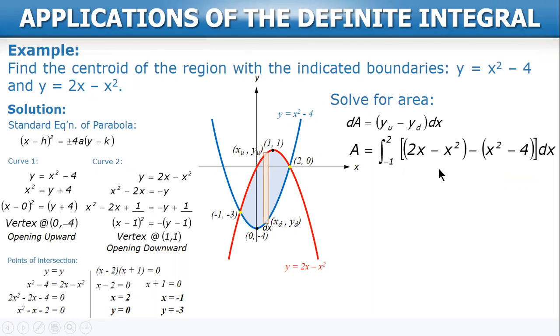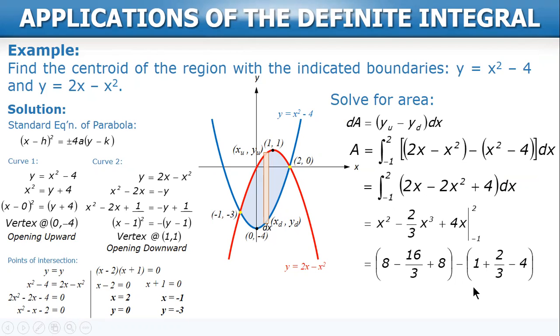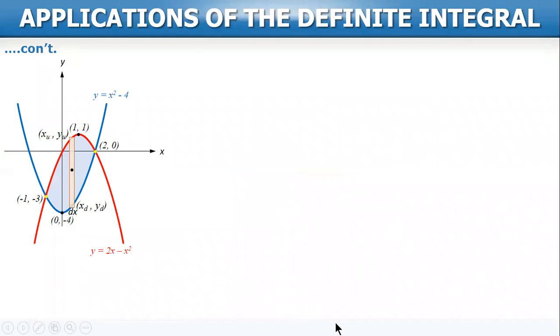And then combine like terms, negative x squared, this one. And then use power rule. And then evaluate from lower limit to upper limit. And the area is equal to 9. Okay. So next is ang location sa centroid. Okay. X bar. Again, pag vertical strip, x sub EL is simply equal to x.